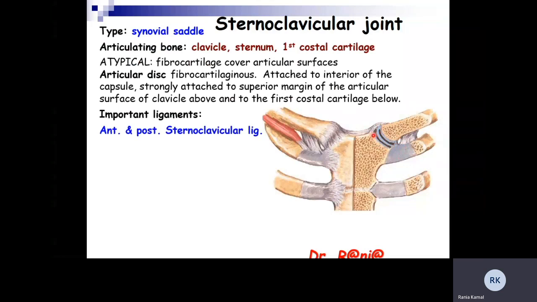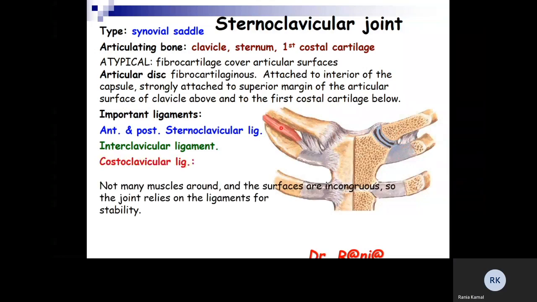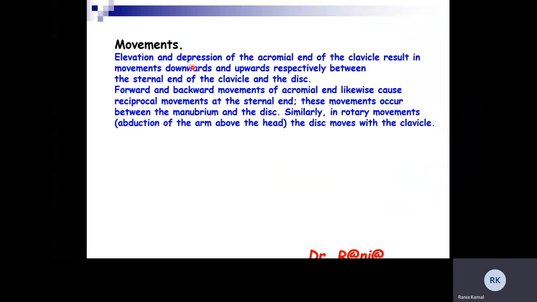The important ligaments are the anterior and posterior sternoclavicular ligaments, the interclavicular ligament, which connects the two sternal ends of the clavicle from above, and the costoclavicular ligament, which is attached to the rough area on the inferior surface of the clavicle and the upper surface of the first costal cartilage. There are not many muscles around this joint, so its stability relies on the ligaments.